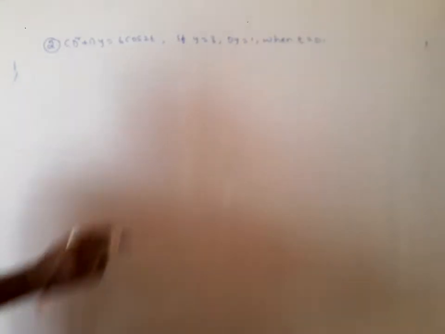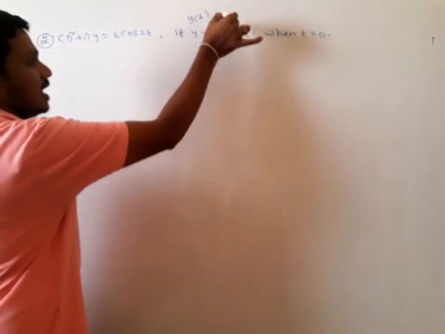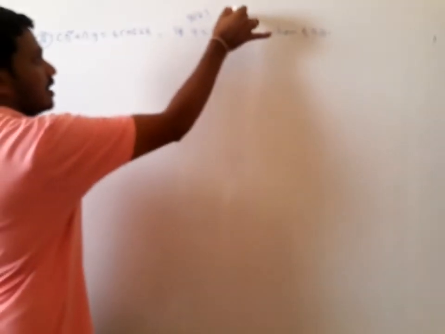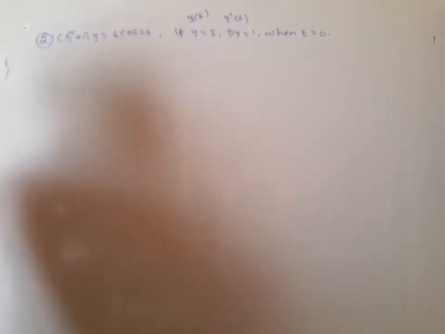y is the dependent variable. It is the same as y dash of t. Dy stands for y dash of t. Right? If I am writing y, it depends upon x. Sorry, t here. Okay.